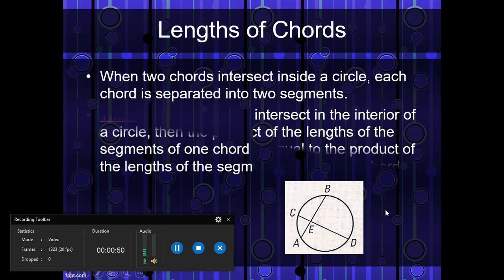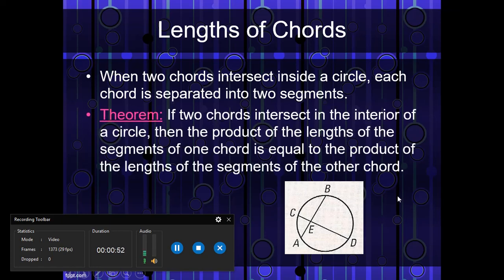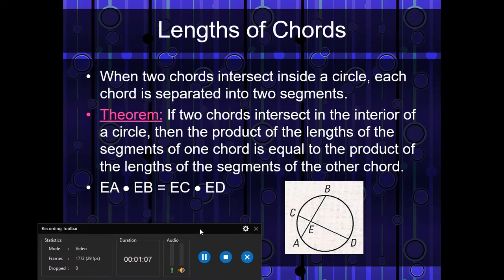So our first theorem says that if 2 chords intersect in a circle, the product of the parts on the first segment, so AE times EB, equals the product of the segments on the second chord, CE times ED. So none of the parts are necessarily equal. The chords are not necessarily equal. It's just the product, the result of multiplication, that will be equal.